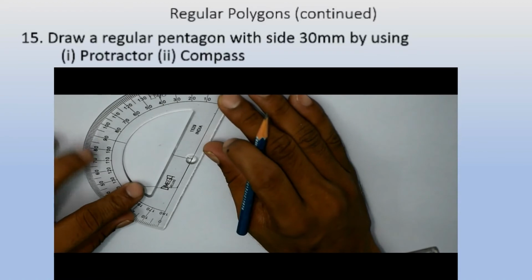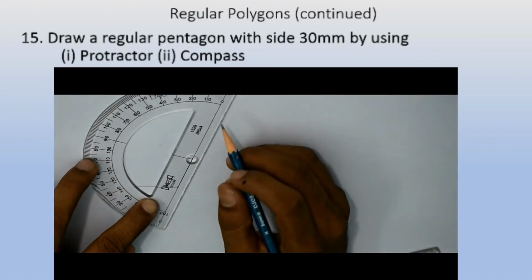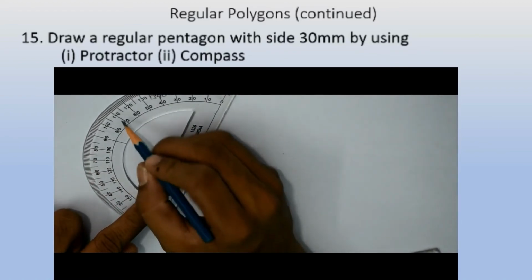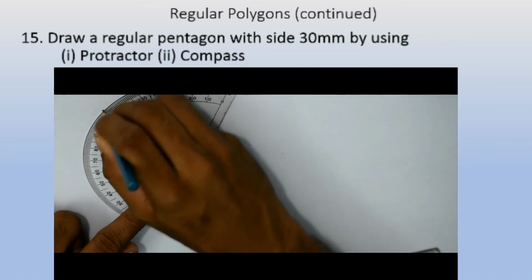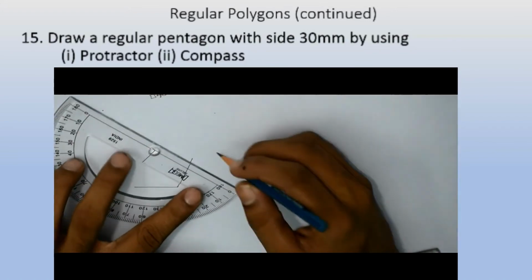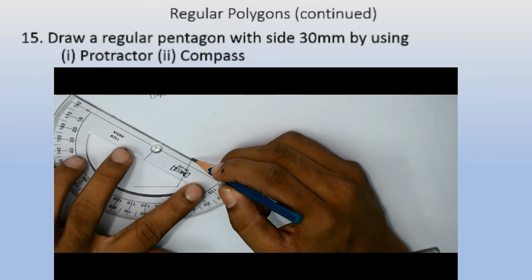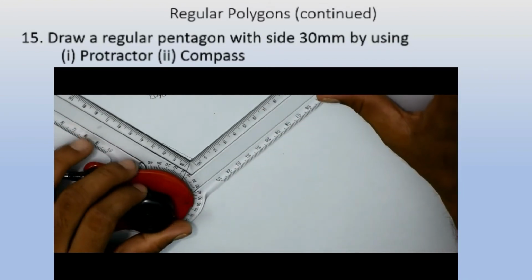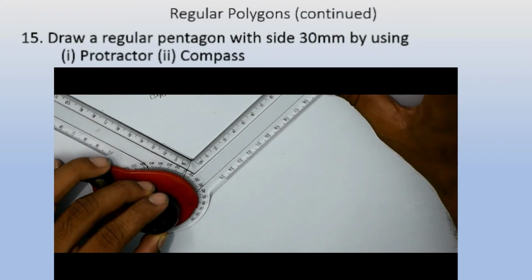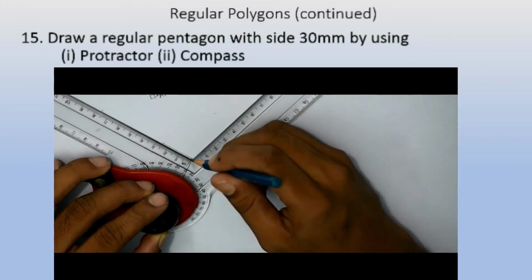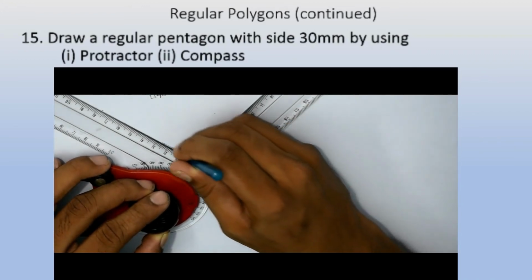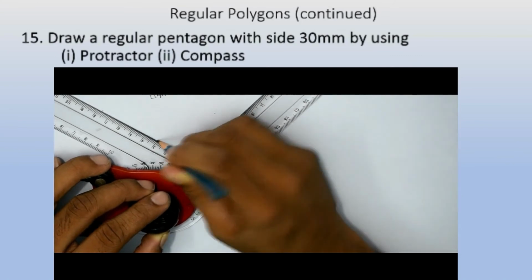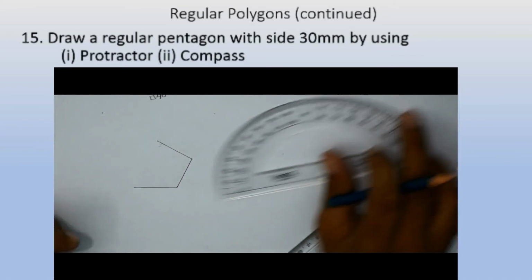So one more time, again you can see that I have aligned the protractor scale now with the second line's ending, and I have marked again 72 degree, and again I have taken some line. This is going to be again 30 mm. Now we have completed 3 lines and 2 more to go.